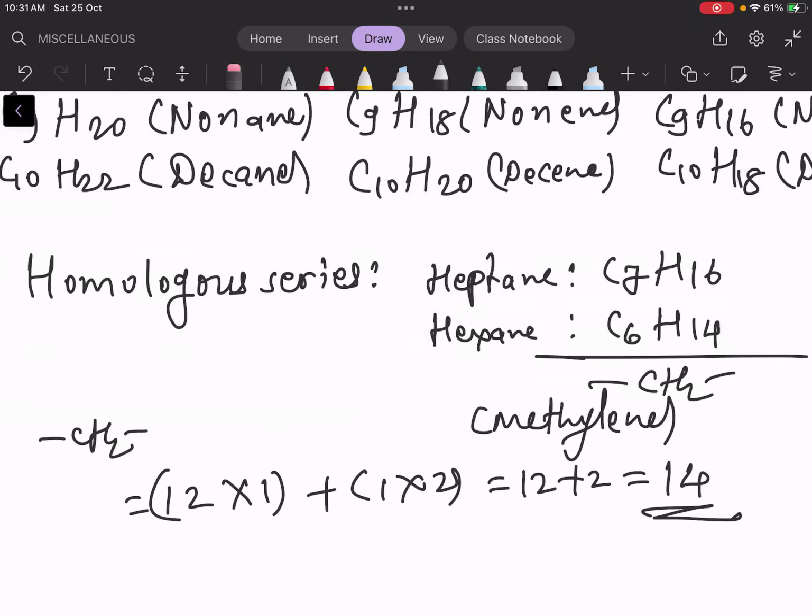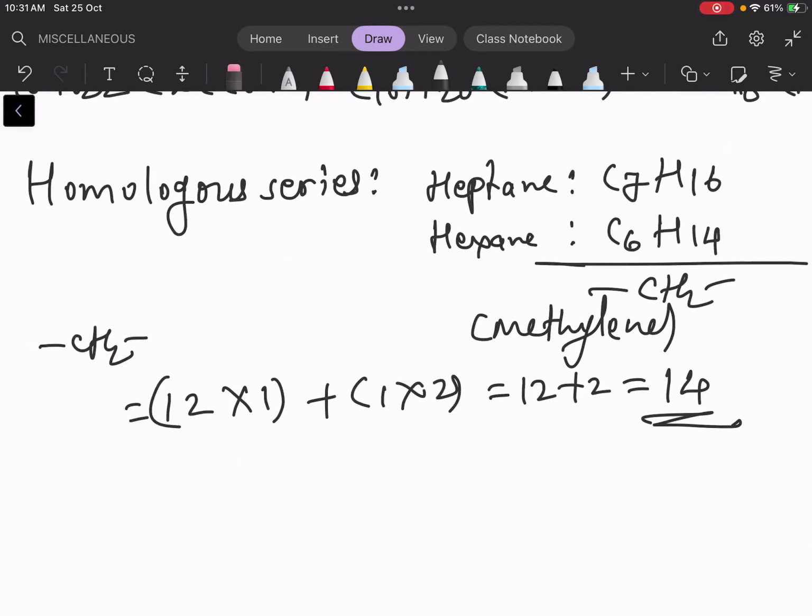So what is homologous series? A series in which two successive members differ from one another by a constant difference of CH2, that is by 14 units. That is called homologous series. What are the characteristics of homologous series? If you see properly, for example, in alkanes, any member like nonane, octane, heptane, etc., they show the same general formula.